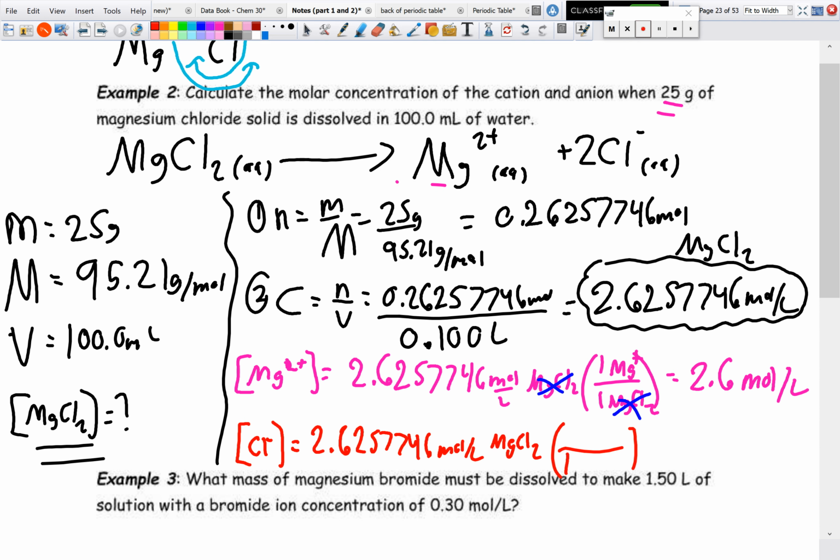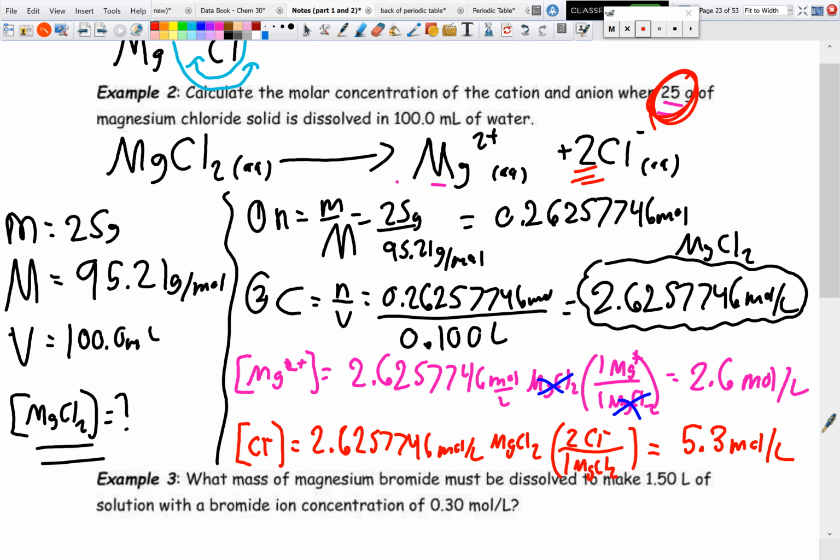In this case, now the coefficient for chlorine is 2. And same thing, I'm just going to solve and round at the exact same time to 2 significant digits because of that 25 grams is not 25.0, just 25 grams. And we should be left with 5.3 moles per liter with rounding.